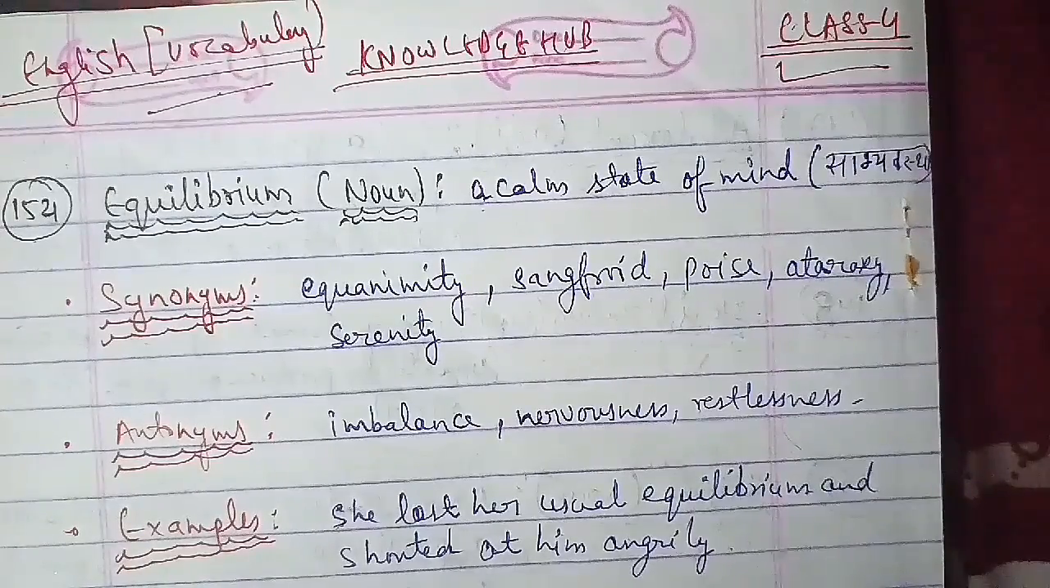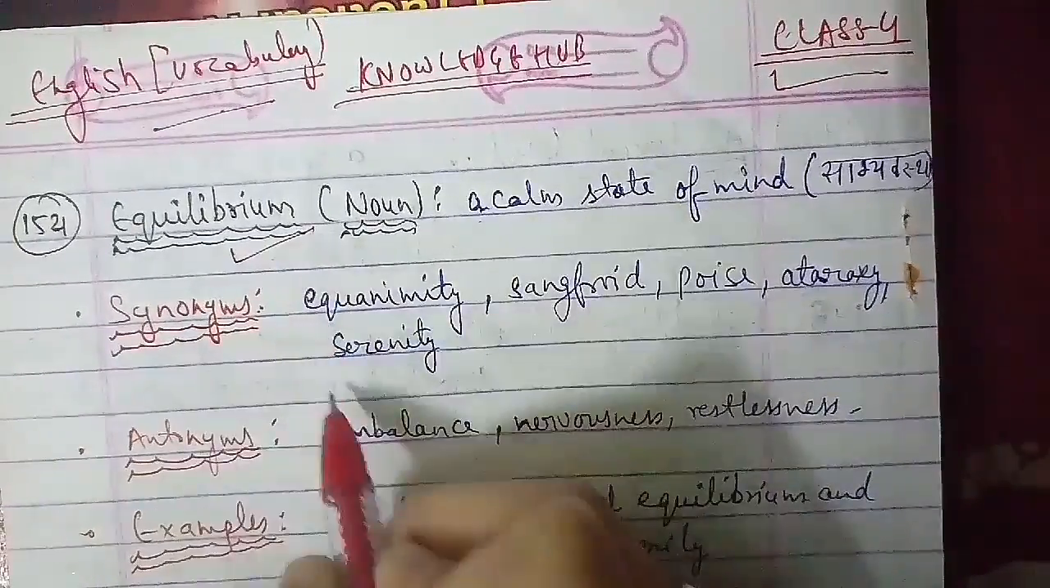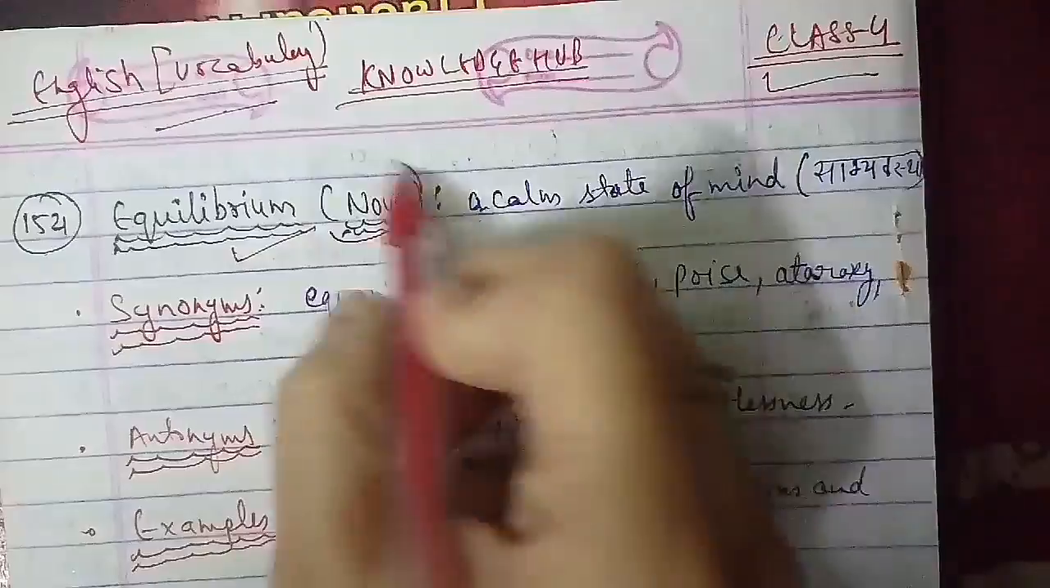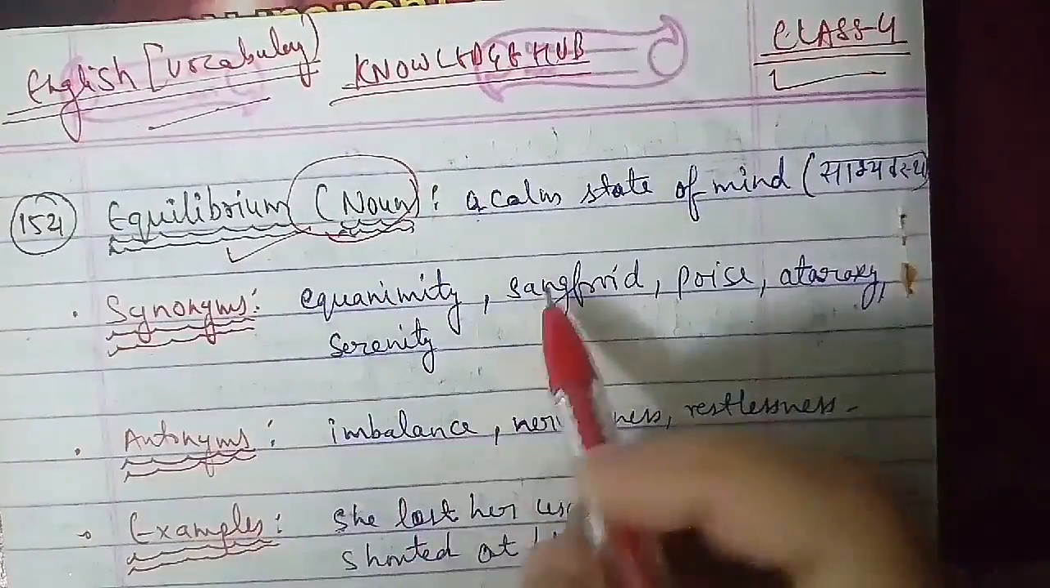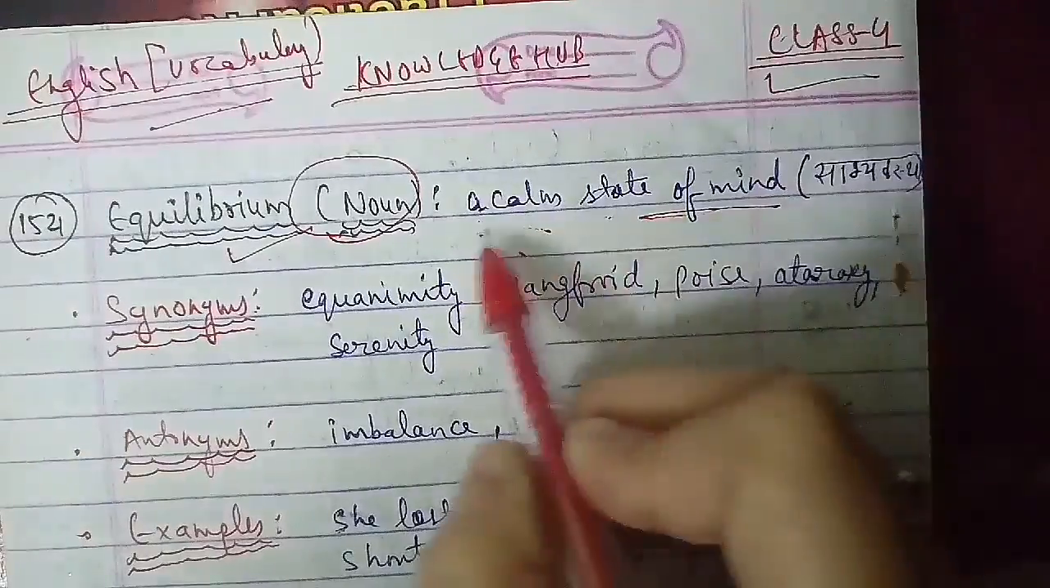Now moving on to the next one, we'll start with the word we have here, 154, and this is the first word for the session as well. The first word is equilibrium. Equilibrium is used as a noun, and the meaning of equilibrium is a calm state of mind. A calm state of mind means sabhyavastha.